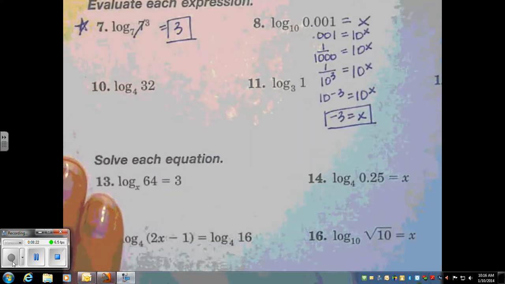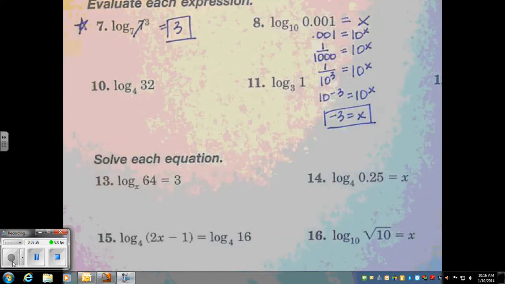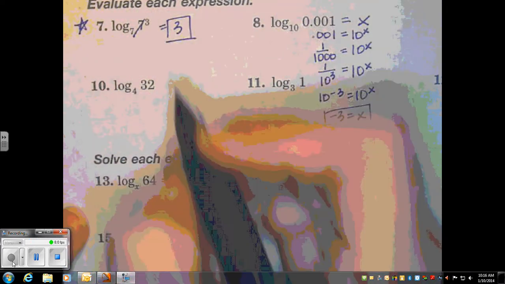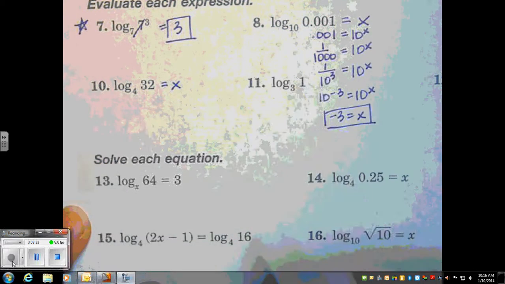Number 10, what's your first step? Whoops, I don't have a river. Thank you. Equals x. Now throw your log or your base across the river. Thank you.